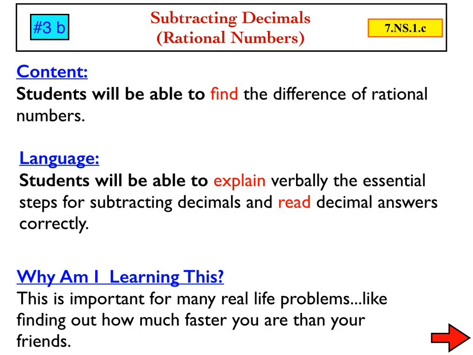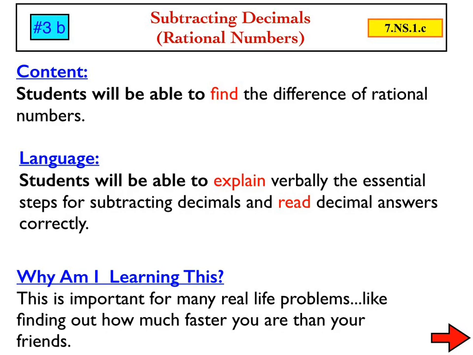All right, today lesson 3B. We just spent a couple of days on adding decimals. In other words, adding rational numbers. We usually start calling them rational numbers when we start involving negative decimals. And so today, find the difference of rational numbers, which means subtracting rational numbers. Explain verbally the essential steps for subtracting decimals and read decimal answers correctly, which we've been doing for quite some time.